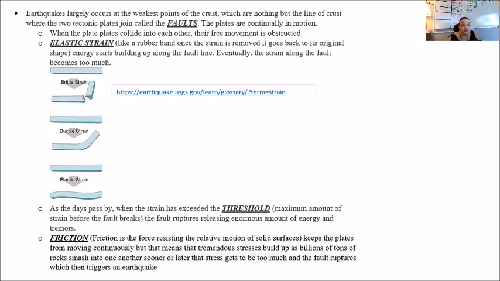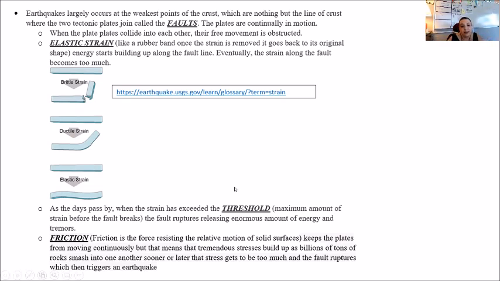There are different kinds of strain we looked at: brittle, which is going to break; ductile, which bends; and then elastic, which I thought I had one. Hold on. I know I have. Yeah, here we go. Elastic strain, which is exactly what you think it is. It's a rubber band. I can stretch it and then it goes back to the way it was.